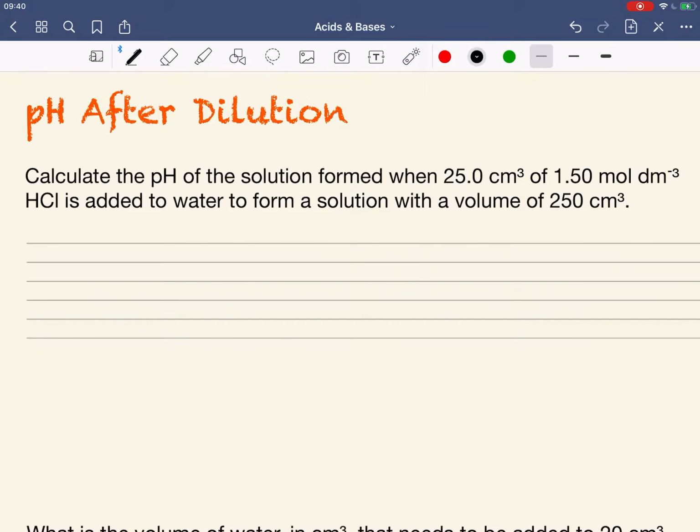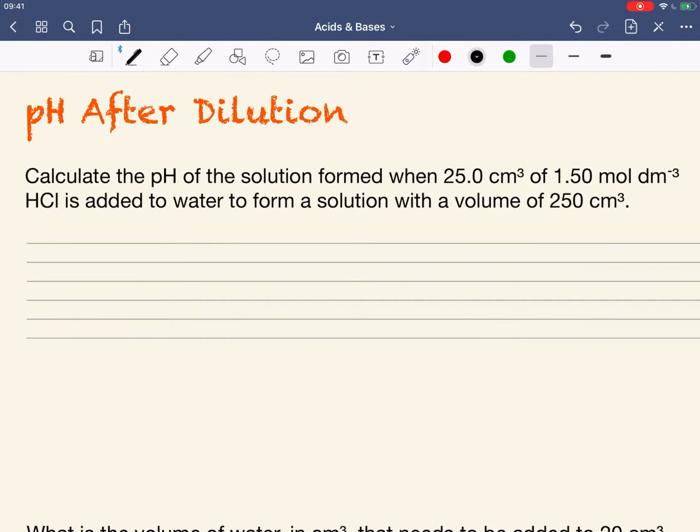Here we're going to look at working out the pH after dilution. Here we've got to calculate the pH of a solution formed when I add 25 centimetres cubed of a 1.5 mole per decimetre cubed solution of HCl to water to form a solution with a volume of 250 centimetres cubed.